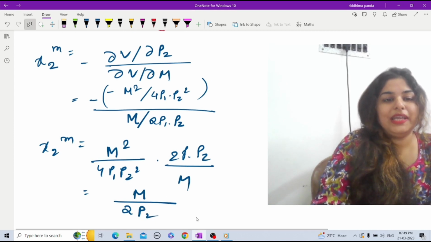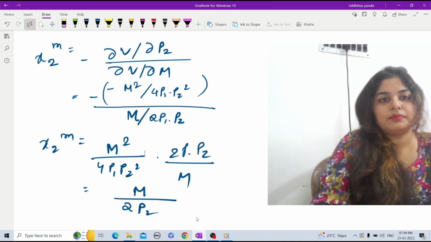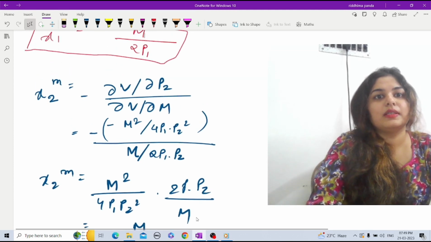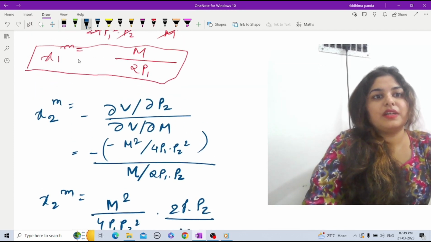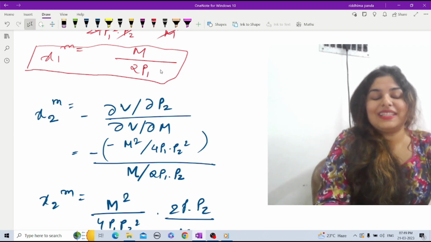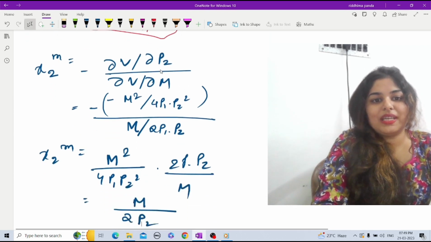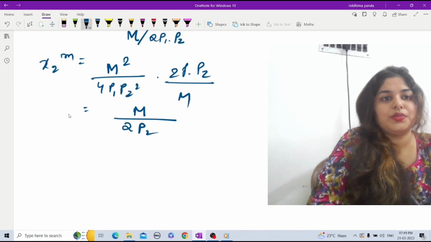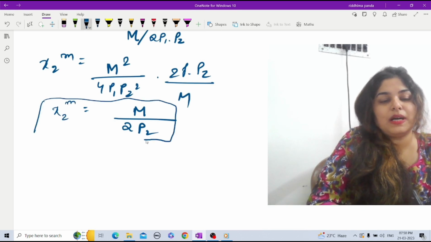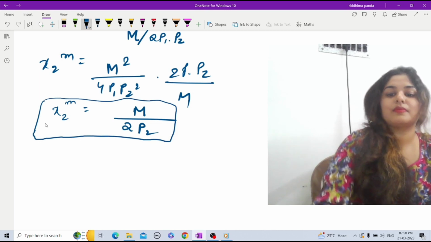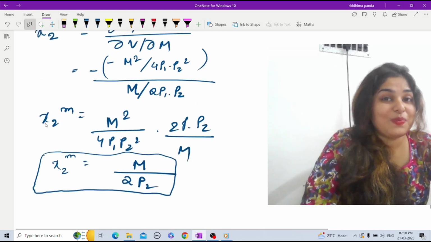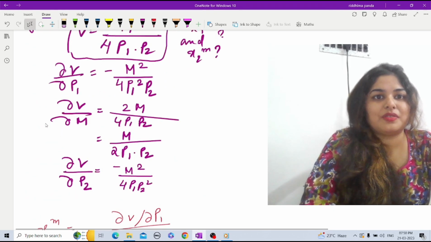After simplifying, we have the answer, that is M by 2 P2. So if we scroll up, the demand function for the first good is M by 2 P1 and the demand function for the second good is M by 2 P2. So these are the answers for our second part of the question. Now let's scroll back to find the third part of the question.